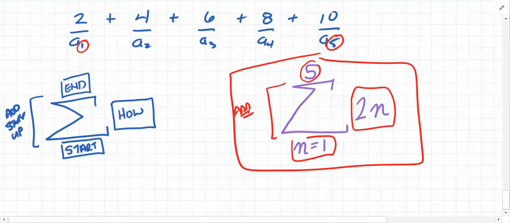So plug in a 1 and you would generate the number 2. The first term is 2. Plug in a 2, what term would come out? A 4. Plug in a 3, what term would come out? A 6. Plug in a 4, what term would come out? 8. When do I stop? At the 5. That's the information at the top of the sigma. And then I plug in 5, and I want to add all that up.